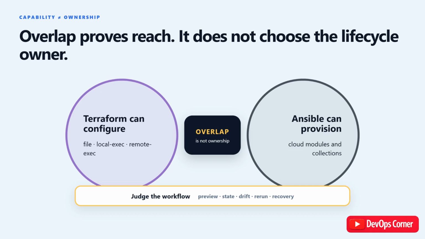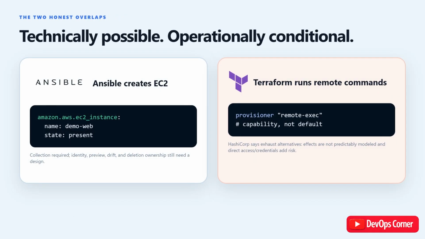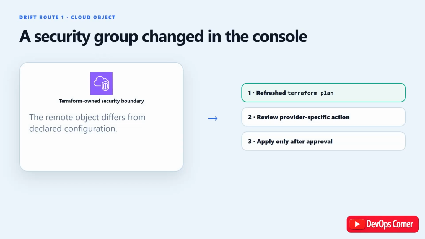To be completely honest about their capabilities, Ansible has a robust AWS collection module that can easily create and manage EC2 instances, VPCs, and load balancers all on its own. Conversely, Terraform can run post-apply provisioners, like remote-exec, to upload files or execute inline scripts on a newly spun-up host. But HashiCorp actually advises exhausting purpose-built alternatives first. Why? Because Terraform cannot predictably model provisioner behavior in its state file, and managing direct SSH or WinRM credentials inside Terraform just adds entirely unnecessary security complexity to your infrastructure layer. So let's look at how this plays out during a day 2 reality check.